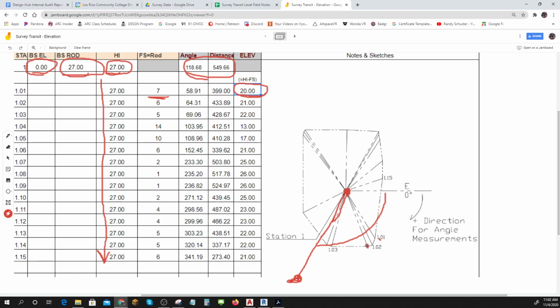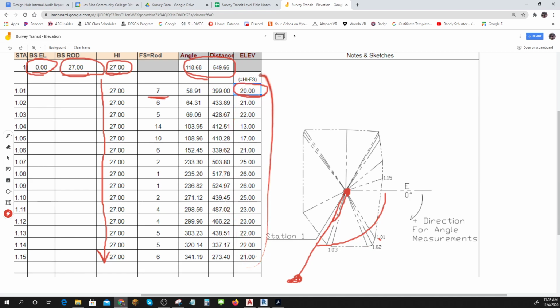When I take my next one, which is really 103, my rod reading is 5. So it's 27 minus 5. The elevation at 103 right here is 22 feet. So you're going to make these right along here. You're going to use this data this time.